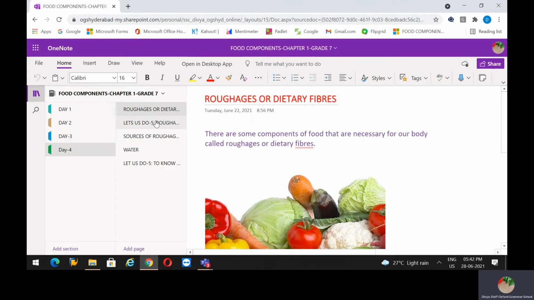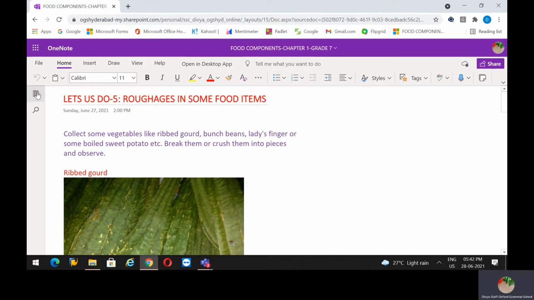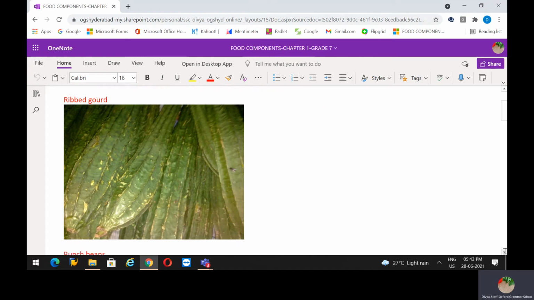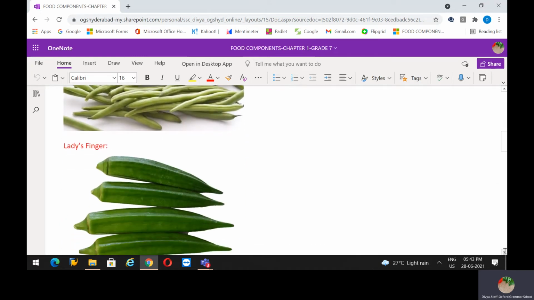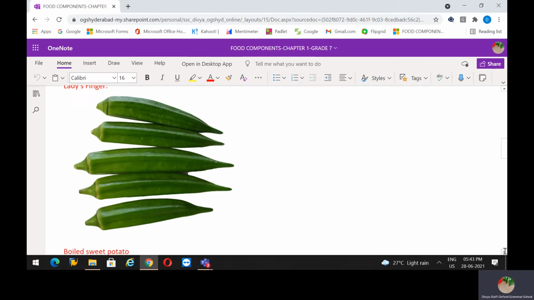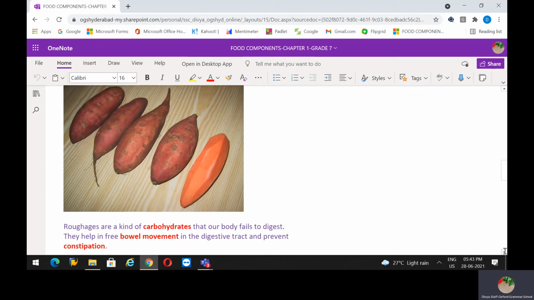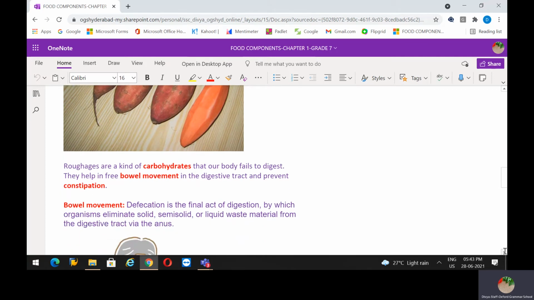So let's go with another topic, the roughages in some food items. We will see in which food items we can see roughages. So let's go with ridge gourd. Here this is also a roughage. Bunch beans is a roughage. Lady's finger is a roughage. Boiled sweet potato is a roughage, isn't it? So roughages are a kind of carbohydrates, children, that our body fails to digest.